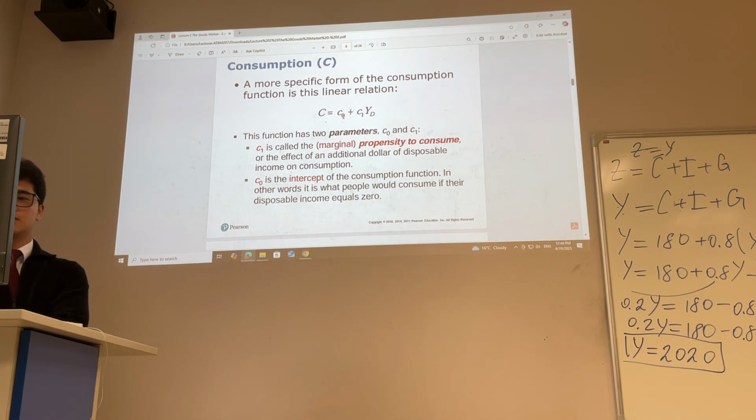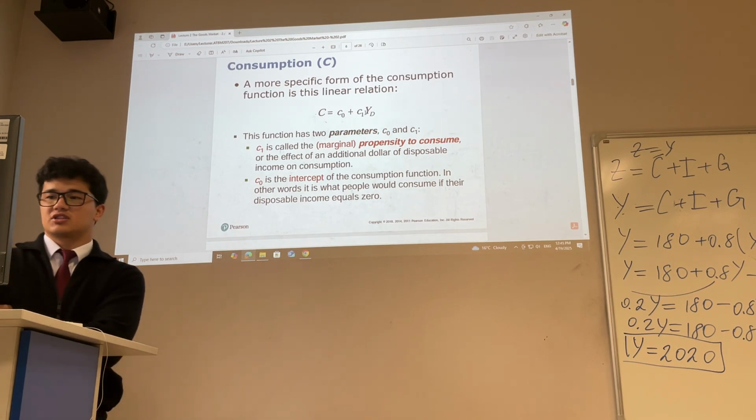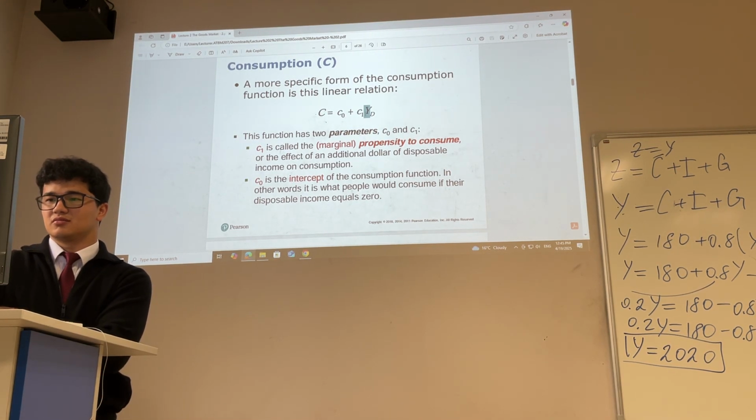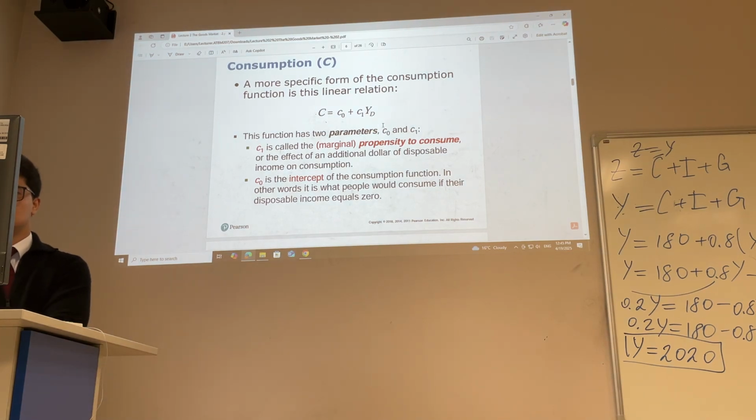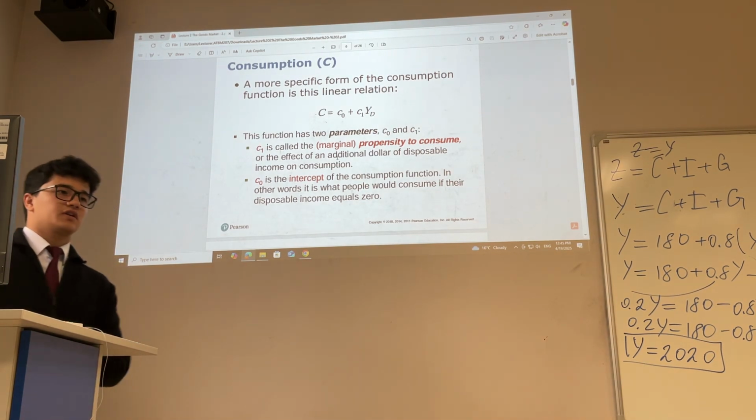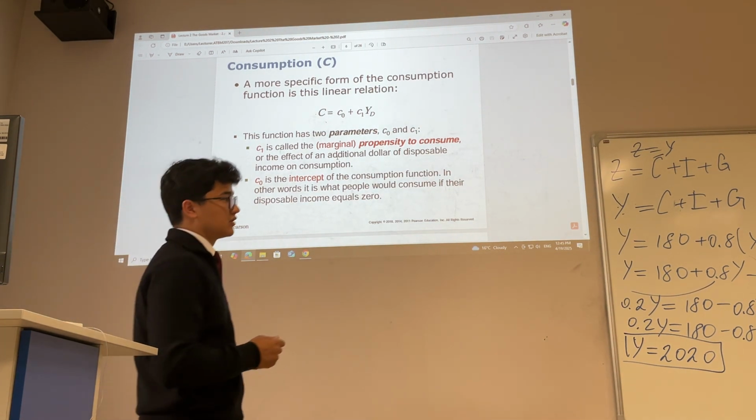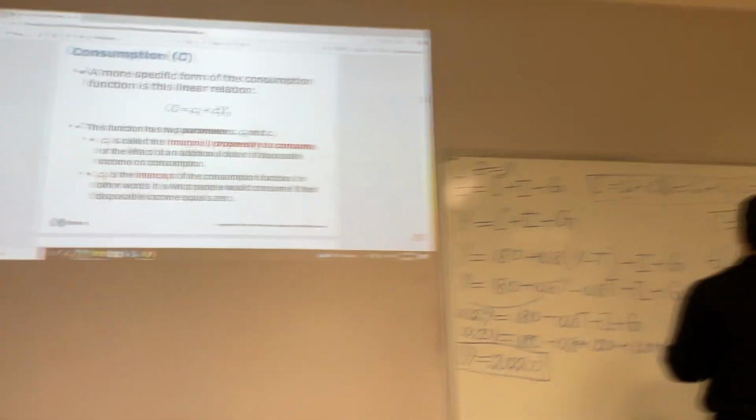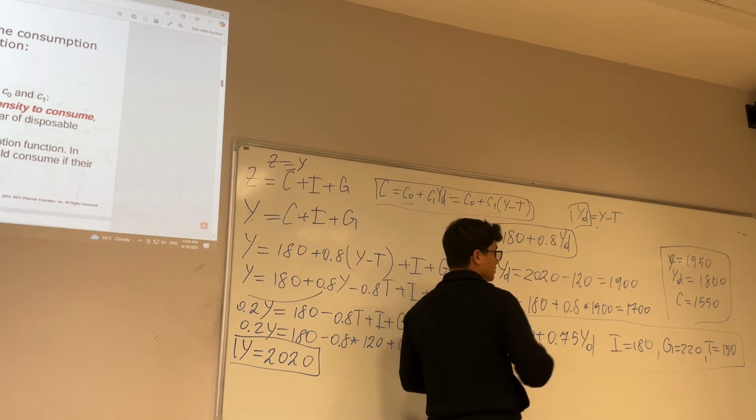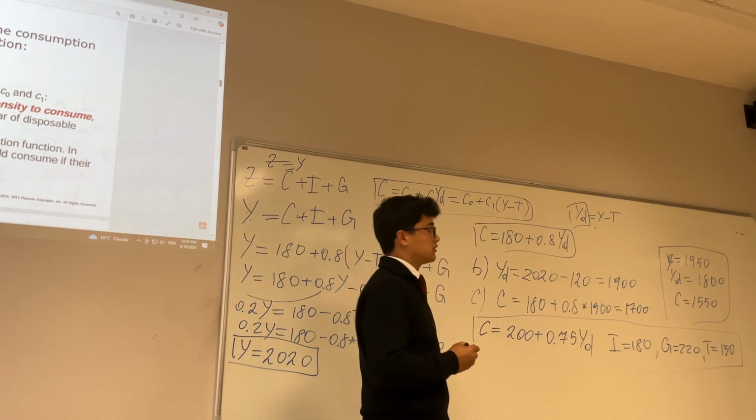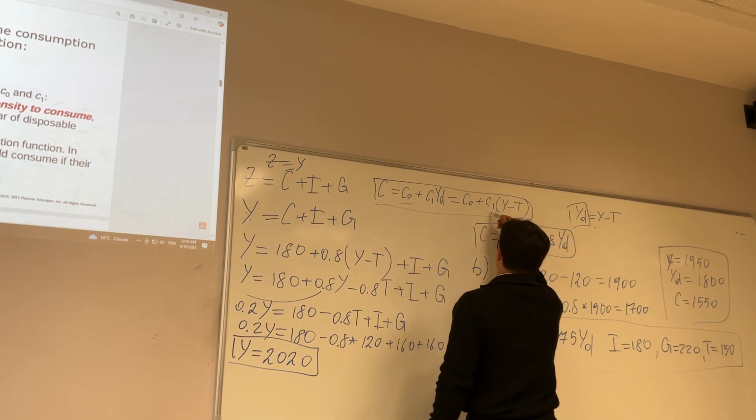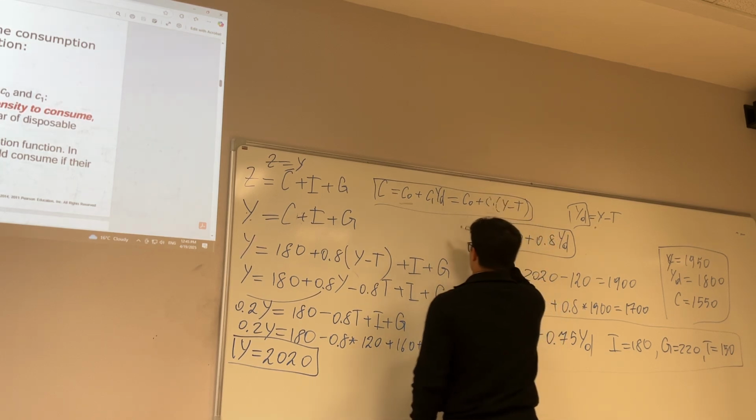So C1 is the marginal propensity to consume. It is the effect of an additional dollar of income on consumption. It's just a slope, guys. This is the slope. So an increase in an additional unit of income results in this much increase in our consumption.